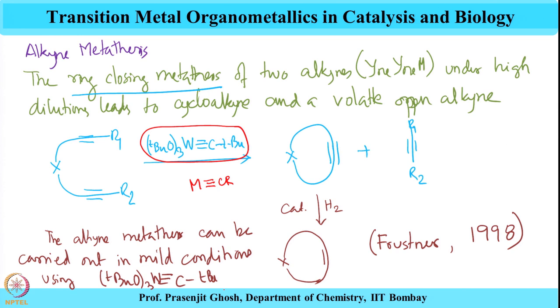Well, we are going to take a look at some more examples of alkyne metathesis, particularly the notable ones in which initially an alkene metathesis is performed, followed by alkyne metathesis, and subsequently a reduction of the alkyne so formed to get the desired product. This particular example is interesting in the sense that it has two different kinds of metathesis: first the alkene metathesis followed by alkyne metathesis, and then subsequently a reduction with hydrogen.